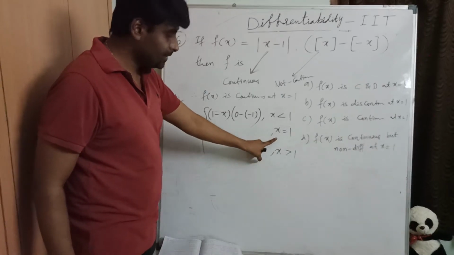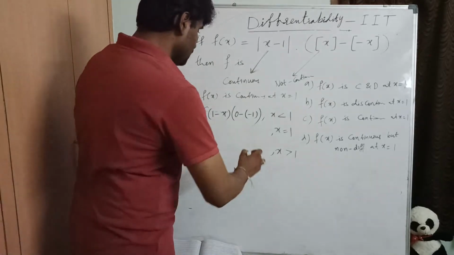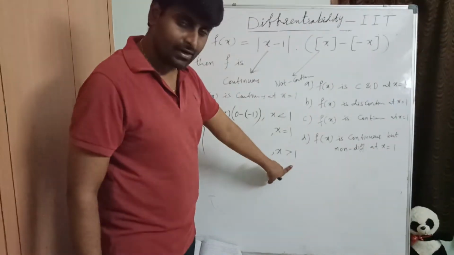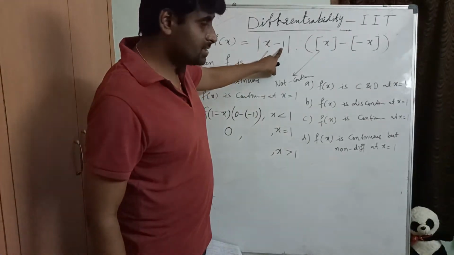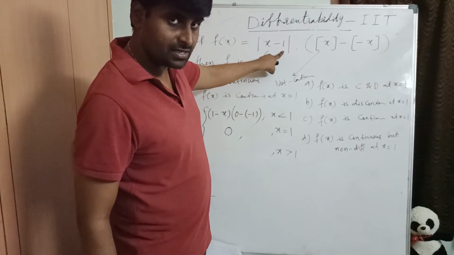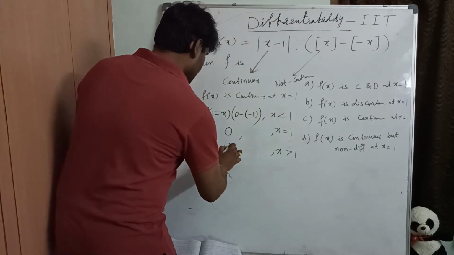Now x equal to 1. If you substitute x equal to 1 directly, 1 minus 1 is 0, 0 times everything is 0. So there is no confusion. Now x greater than 1. X greater than 1 means 1 change. So 1 change minus 1, positive or negative? 1 change minus 1, 1.5 minus 1 suppose. Positive. So x minus 1 we can write. Okay.